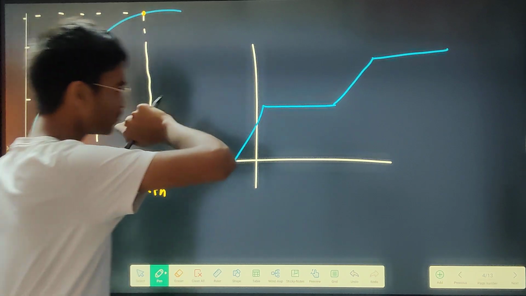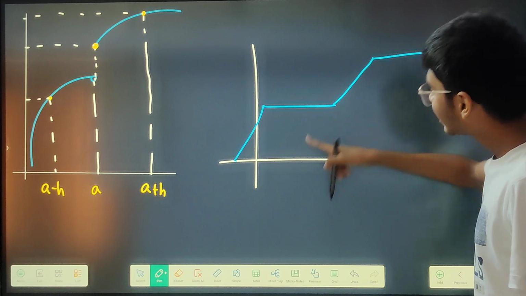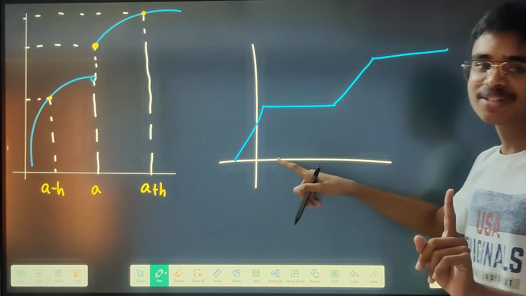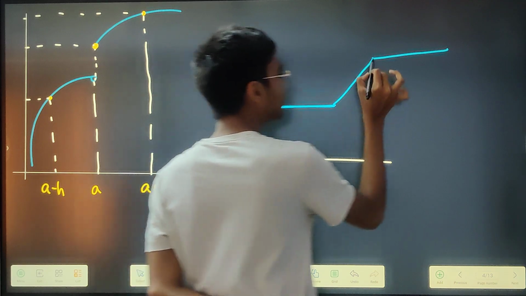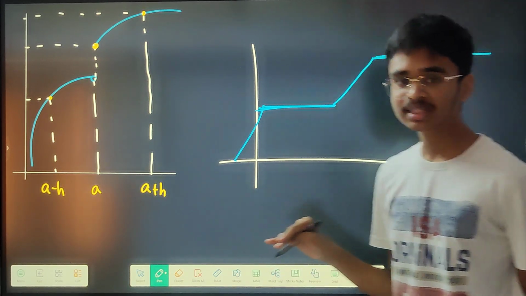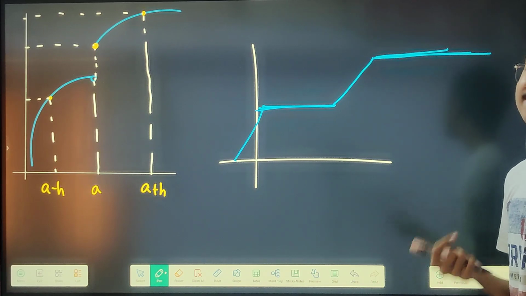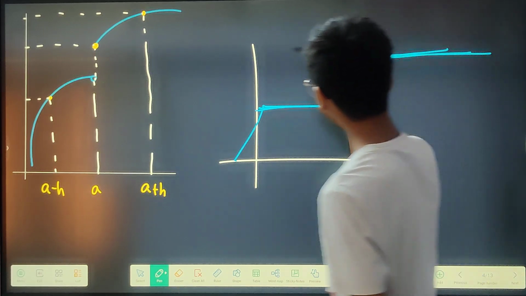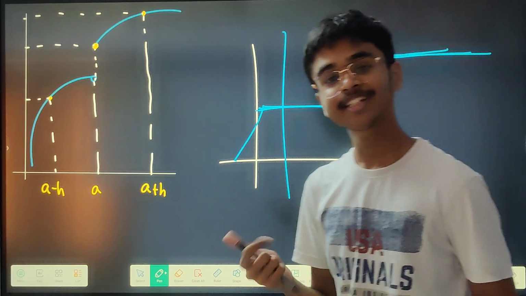Now we will come here. You can see that it is going like this. Here it is just increasing. Here you cannot say strictly increasing, because of these linear lines. Whenever you have a line that is parallel to the x-axis, you cannot say strictly increasing. But when you have a line that is parallel to the y-axis, then you can say strictly increasing.